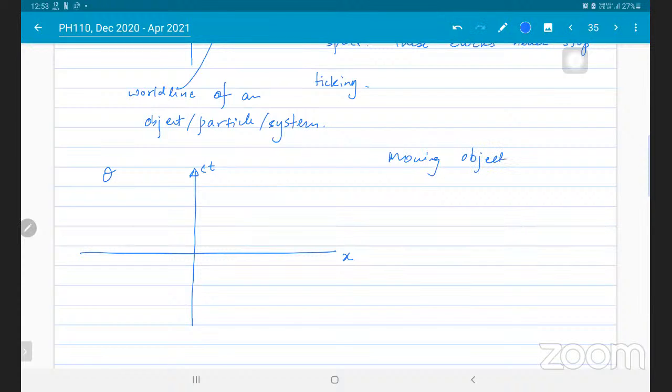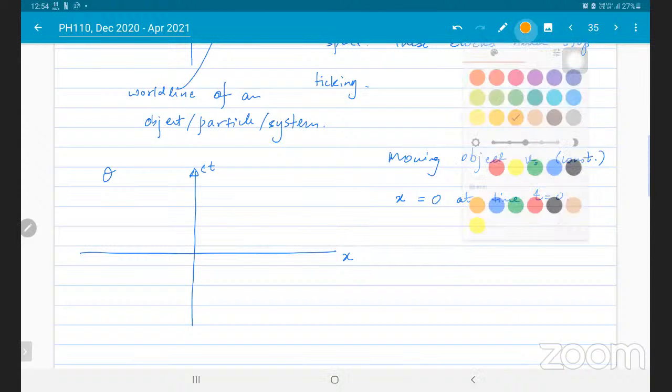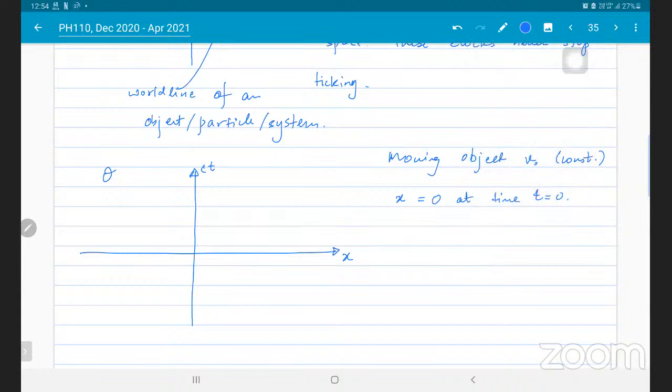Right? Moving at some constant velocity v. And for simplicity, we will say that the position x is 0 at time t equal to 0. Okay. So what will be the motion? What will be the world line of this object? Anybody? How would I draw that line?